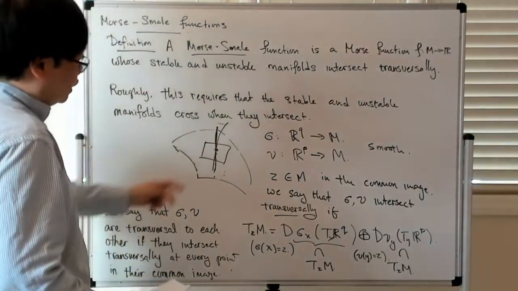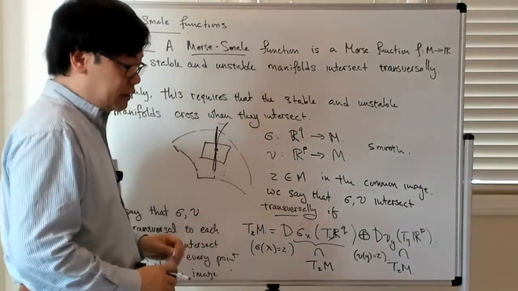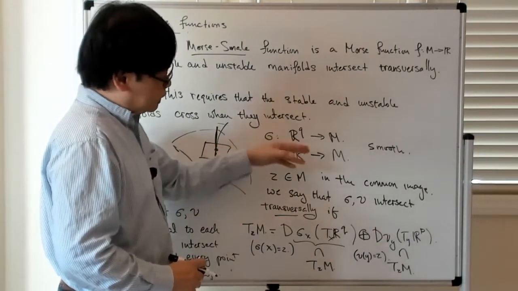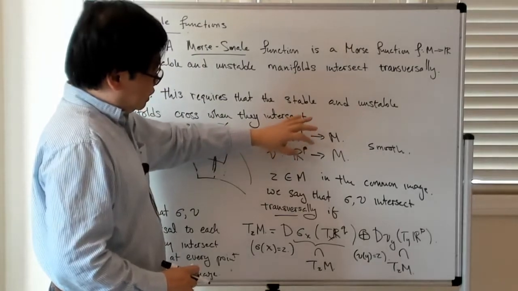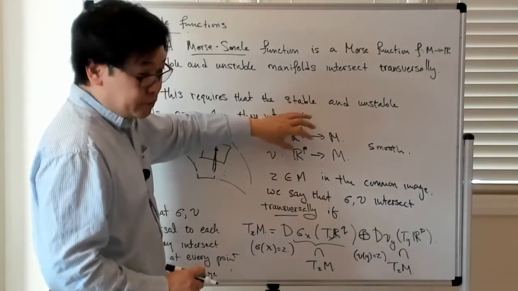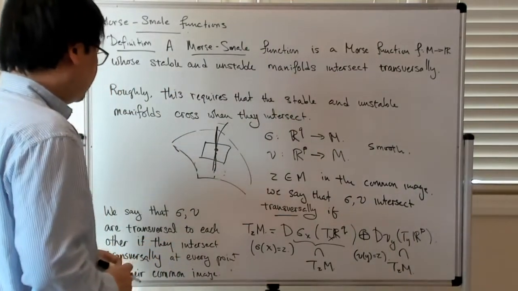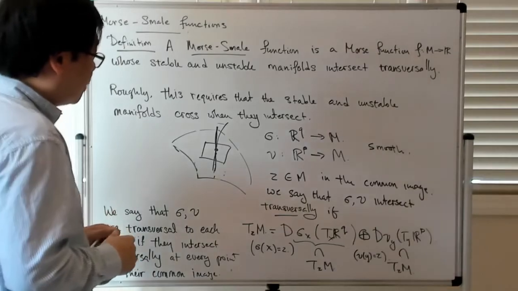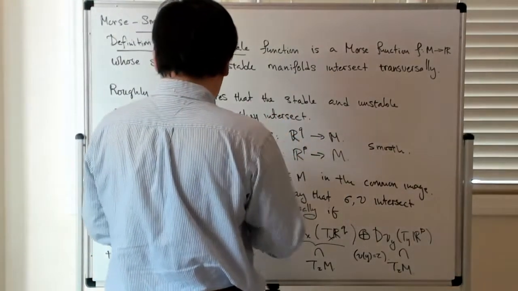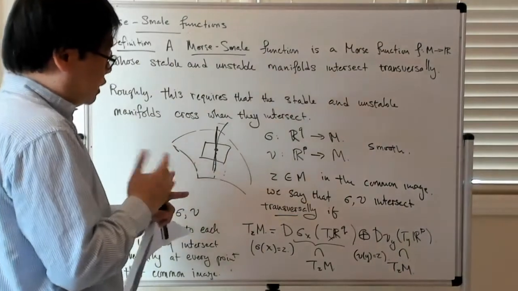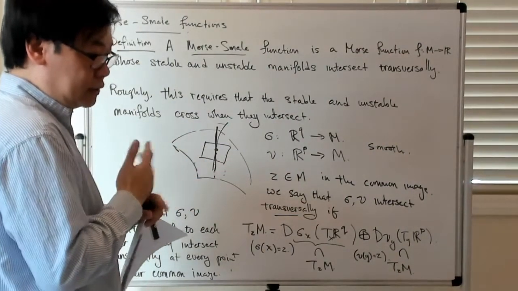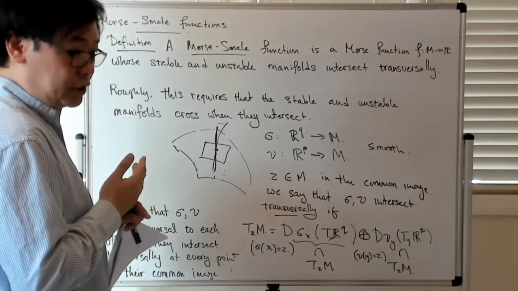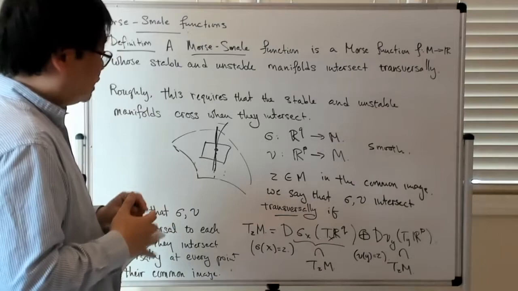The way you're going to think about this is that sigma and nu are essentially, if you will, a parametrization of the stable and unstable manifolds which you saw before. And again, they have to intersect in such a way that the tangent spaces which they generate at their point of intersection span the entire tangent space of the manifold.